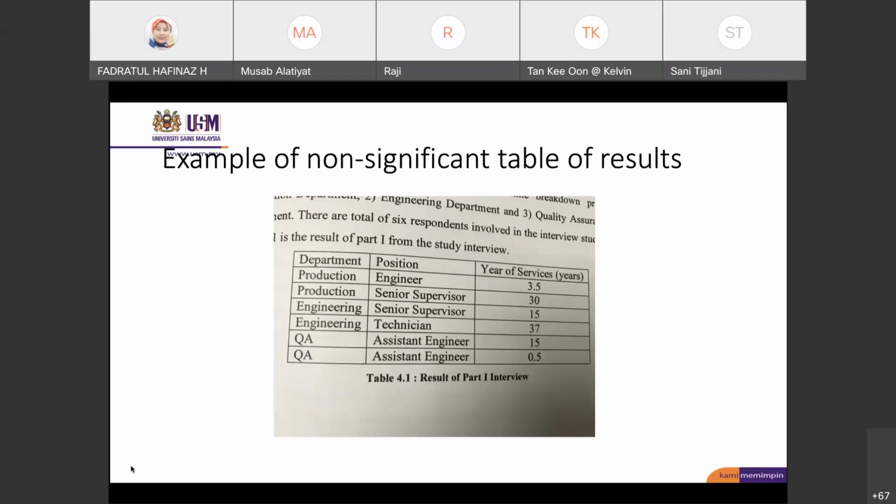So do avoid to put insignificant result in your report. It will end up your examiner will get bored. Okay, because normally the examiner only look into the significant result, the one that could answer your problem statement, the one that could support your research objective. Okay, so this kind of information is not important to put in your report. All right.